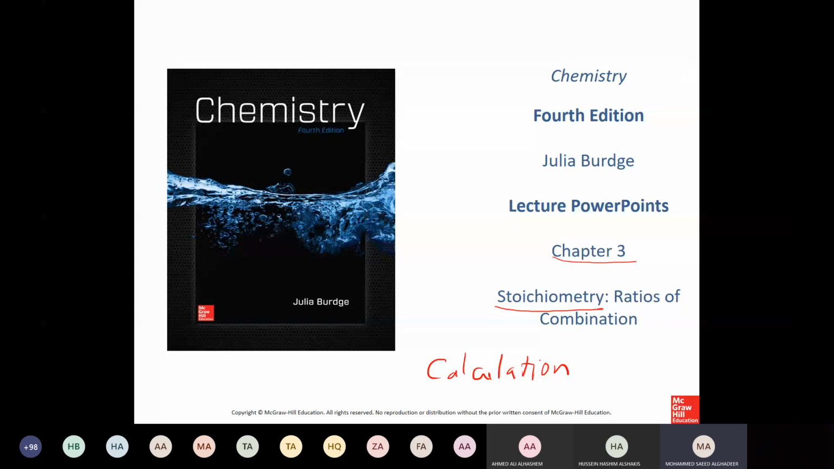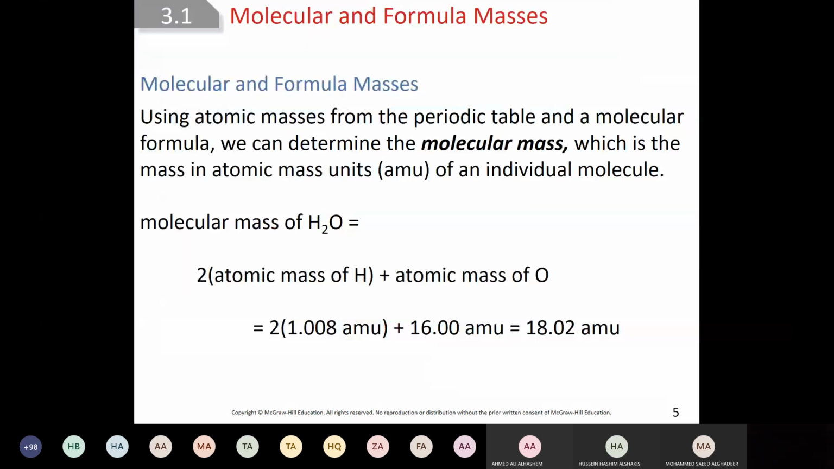Stoichiometry means calculation. So when we say stoichiometry in chemistry, we mean things related to calculation and the ratio of combination of compounds. To start with, you should know by now very, very well, what's the mass of one proton? 1 AMU. You have to keep this in mind.